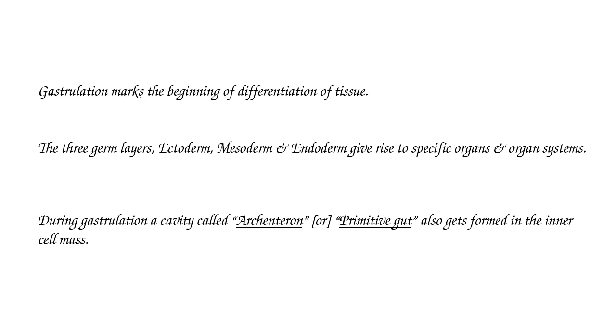Gastrulation marks the beginning of differentiation of tissue. So we can identify the gastrulation process by observing that differentiation of the tissue. So the beginning of differentiation takes place during gastrulation. How does that tissue differentiate? It differentiates into 3 germ layers: ectoderm, mesoderm, and endoderm. These layers give rise to specific organs, and organs are organized to form organ systems. During gastrulation, a cavity called the archenteron, or primitive gut, also gets formed in the inner cell mass.